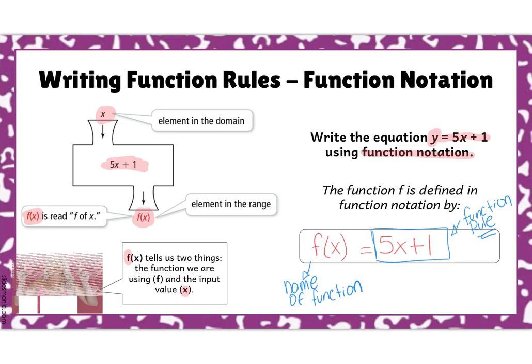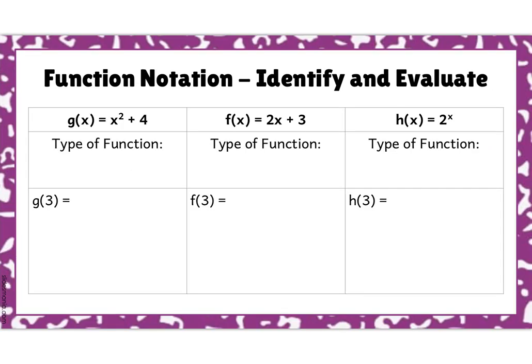So in our function notation, we have the name of the function, which is f. x is the variable we are using, which can be replaced with a number, and our function rule is the 5x plus 1. Recall visually, we were able to identify different types of functions as quadratic, linear, or exponential. We can also identify these functions looking at the equations. So in my first equation, I have g of x, and we are talking about the function x squared plus 4. Because I have a variable that is being squared, this is a quadratic function.